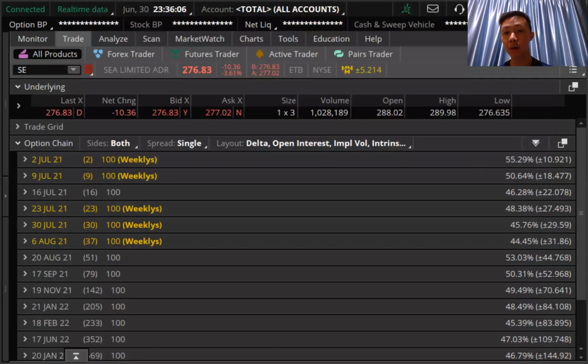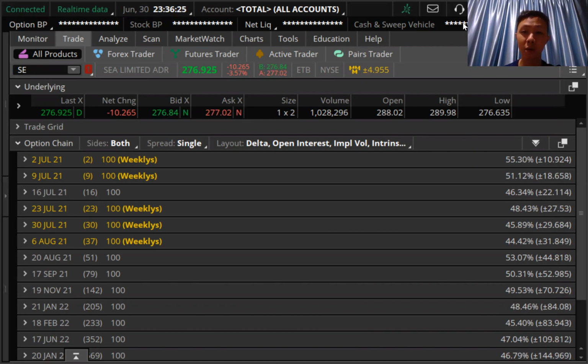And then another thing that I want to bring your attention to is this cash and sweep vehicle. If your cash and sweep vehicle is $10,000, it means you have $10,000 cash. If your cash and sweep is negative 1,000, it means you owe TD Ameritrade 1,000 US dollars. It means you are using margin already. So there are two things you can do: sell your stock or liquidate some of your positions to pay back this 1,000, or you fund in at least 1,000 to pay back TD Ameritrade. These are the only two things.